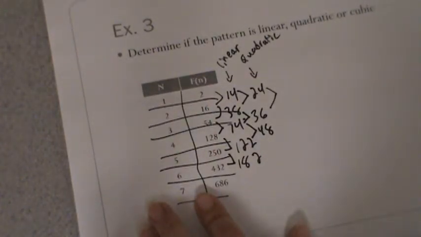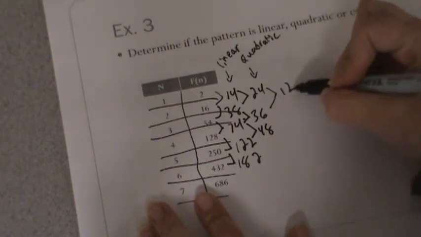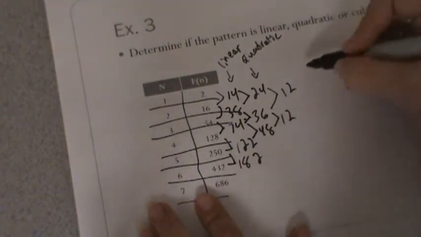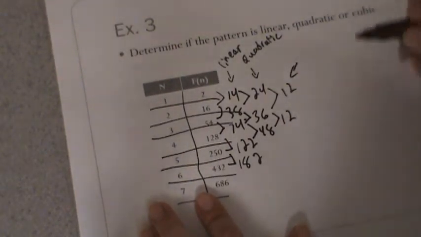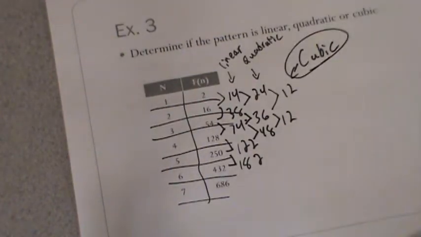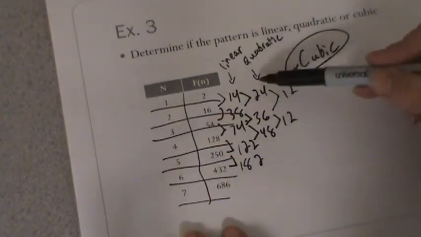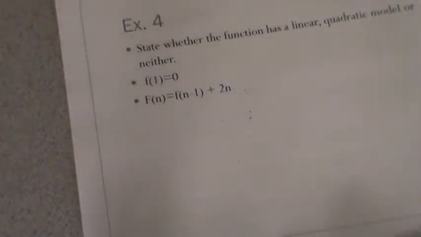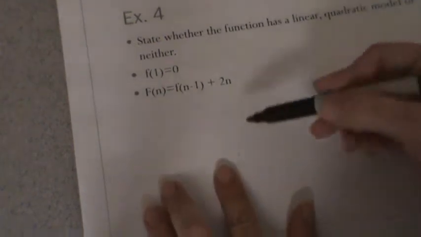So 36 minus 24 gives me 12. 48 minus 36 gives me 12. So those are the same. So that tells me, I'm sorry, not exponential, this would be cubic. So the pattern here is cubic. So this is known as your first difference, then your second difference, and your third difference. Last thing we're going to do, we're going to put both of these together. I'm going to give you a recursive function, then we're going to determine if it's linear, quadratic, or neither.